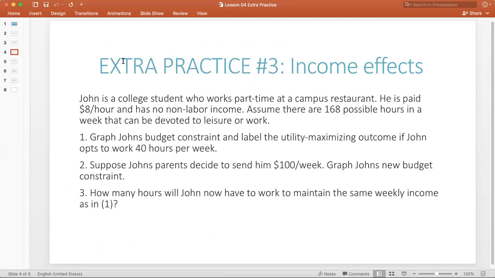So the next one, income effects. John is a college student who works part-time at a campus restaurant. He is paid $8 an hour and has no non-labor income. Assume there are 168 possible hours in a week that can be devoted to leisure or work. So again, this one does have the setup of a budget constraint. So of course, number 1 says graph his budget constraint and label the utility maximizing outcome if John opts to work 40 hours a week.